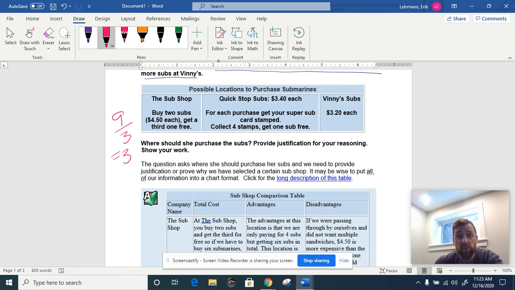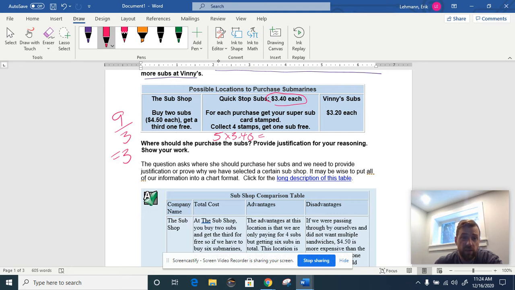So Quick Stop subs are $3.40 each. For each purchase, you get your super sub card stamped. So you collect 4 stamps, get 1 sub free. So you're going to buy 6 subs, and you're actually going to get 1 of those free. So you're going to have to pay for 5 of those subs. Or maybe you're going to save that free sub for yourself. I don't know. So you'd have to figure out what 5 times 340 is in this case.